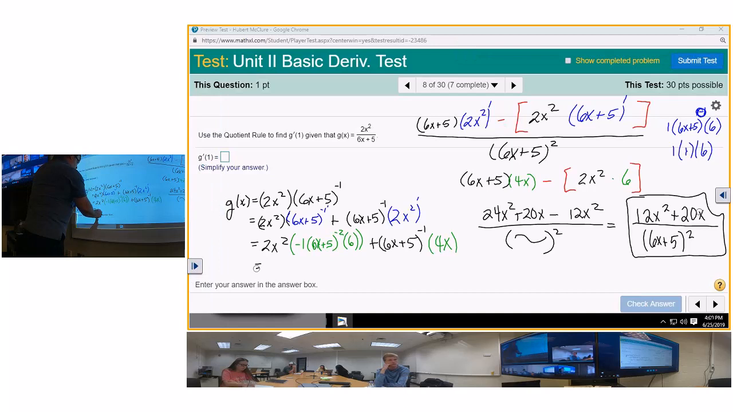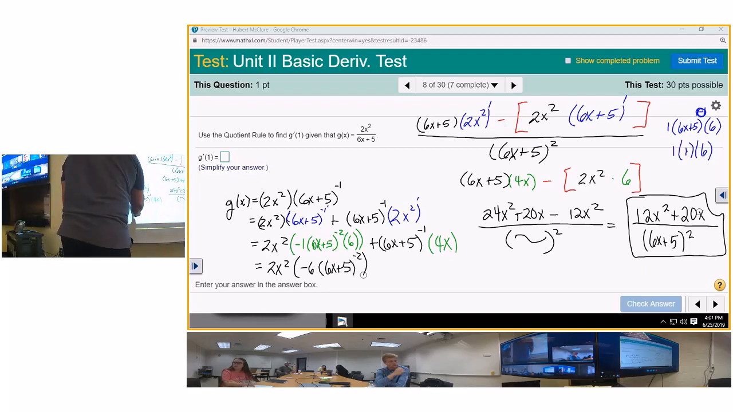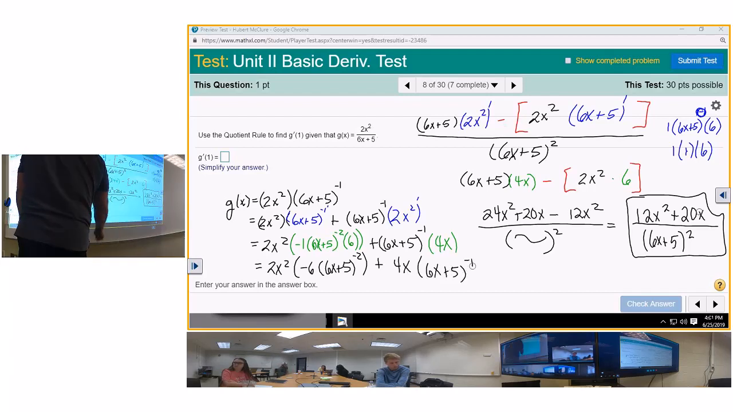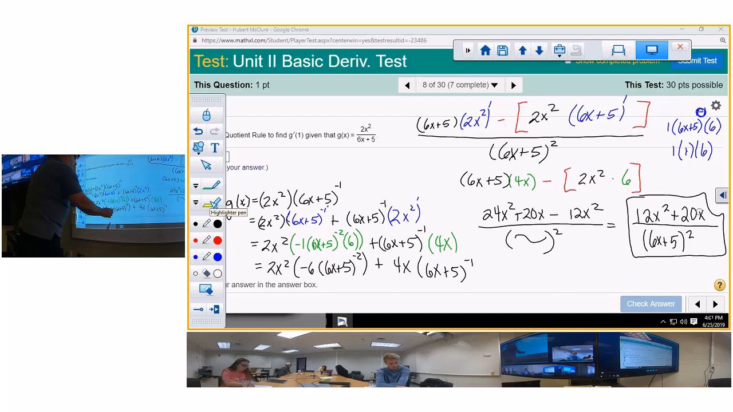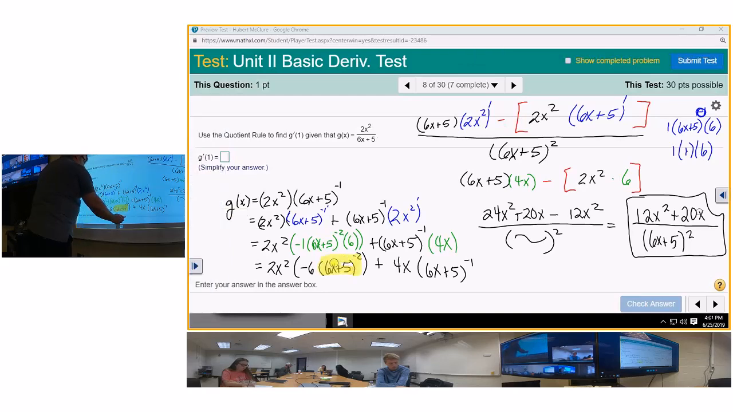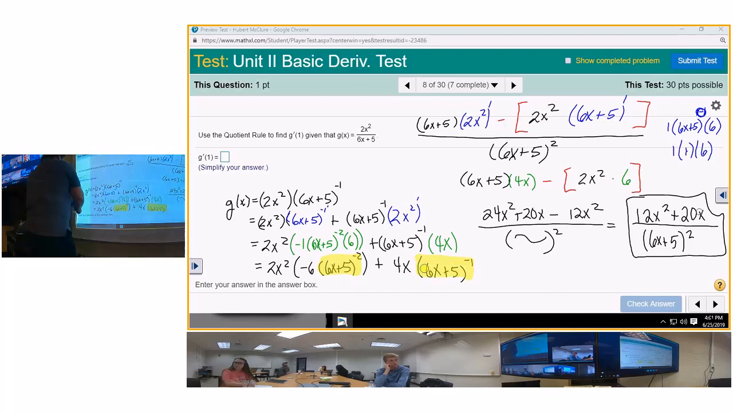That's going to give us 2x squared times, and I'm just going to make this negative 6, times 6x plus 5 to the negative 2. And that's 6. We're going to multiply that by 12. We're going to do that in a second. Plus 4x times 6x plus 5 to the negative 1. Now we're going to take these two downstairs. We're going to take those two downstairs, and I want y'all to go ahead and finish it out.